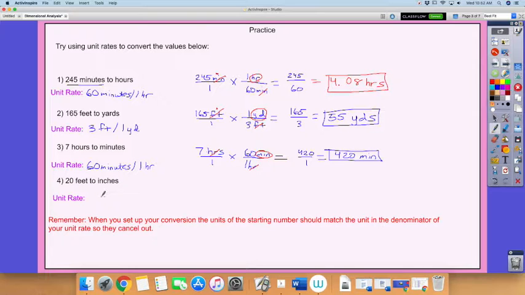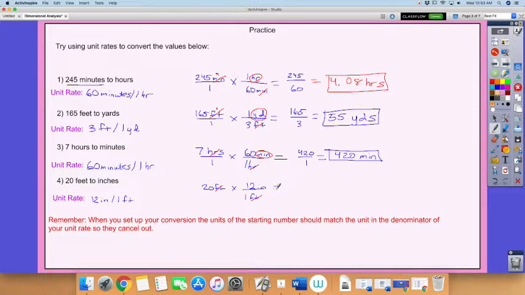20 feet to inches. So we think back, we know that there's 12 inches per 1 foot. So we start with our 20 feet times, and now I look, I'm starting with feet. So that means I want my 1 foot to be in the denominator over here, and we'll put the 12 inches on top. So now if I check, my feet will cancel out, and I am just left with inches.